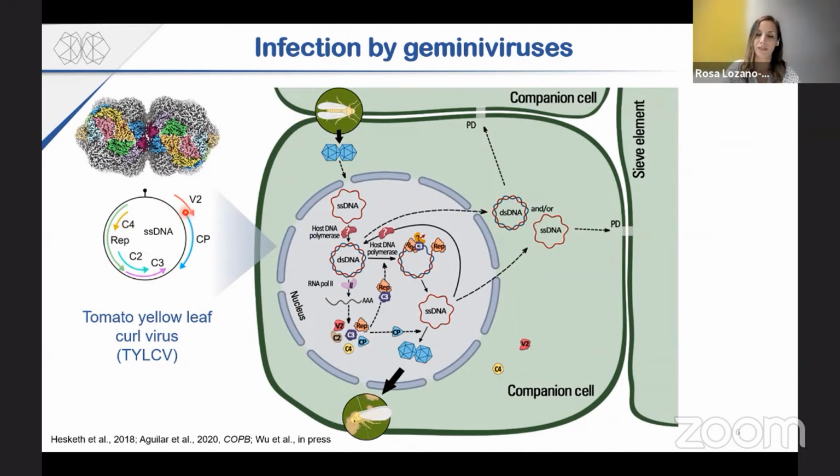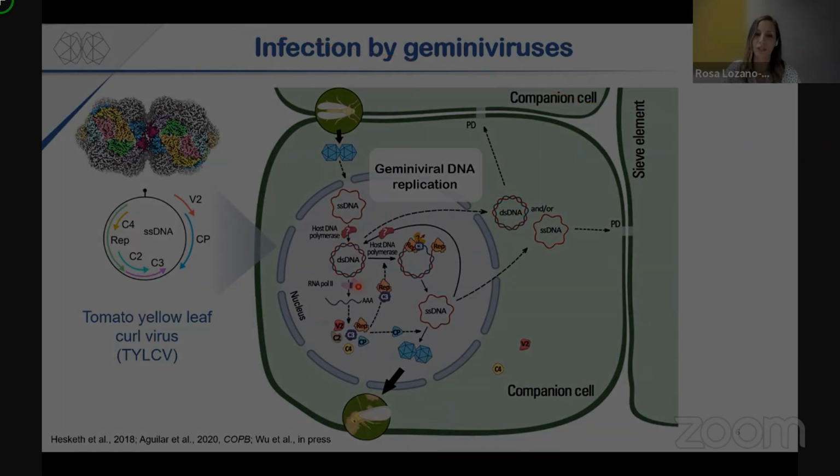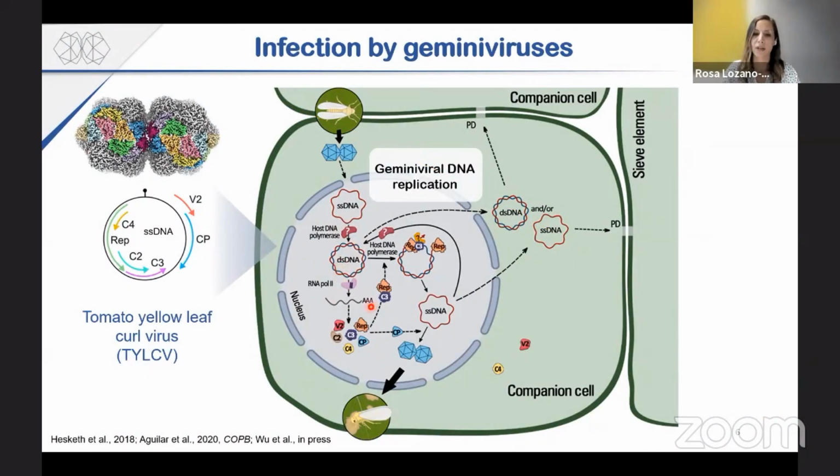So geminiviruses are transmitted by insect vectors. In the case of TYLCV, that is the whitefly, Bemisia tabaci. So when the whitefly feeds on a plant while carrying the virus, this virus has to be released, and then the viral genome has to somehow reach the nucleus. And here, geminiviral DNA replication will ensue. So this single-stranded DNA molecule has to be converted into a double-stranded DNA intermediate, from which, on one hand, viral genes will be expressed, and which will also serve as the template for rolling circle replication. This will produce new copies of this single-stranded DNA genome.